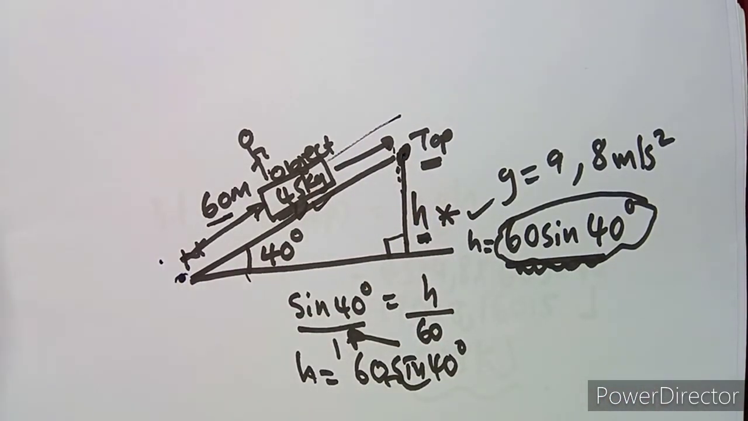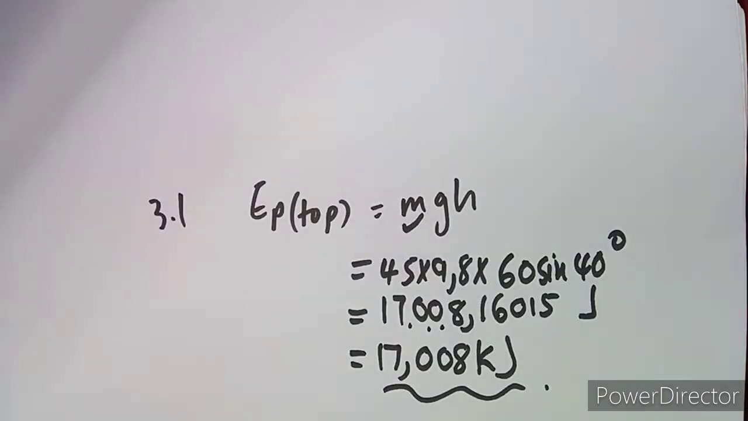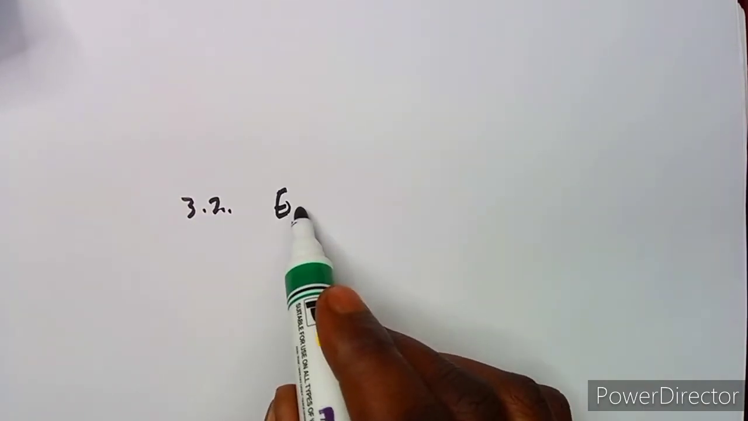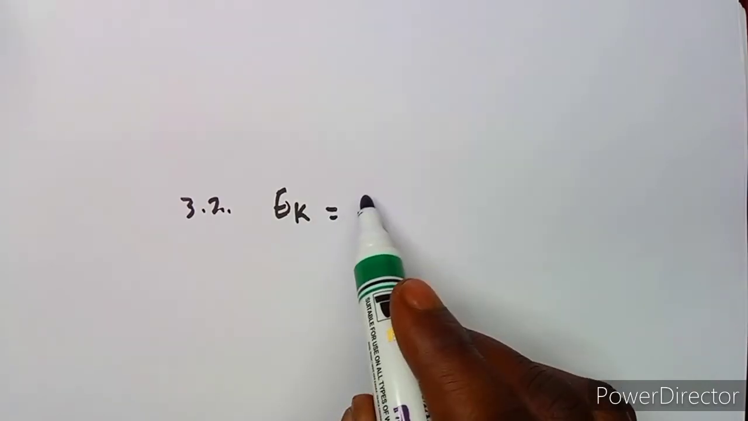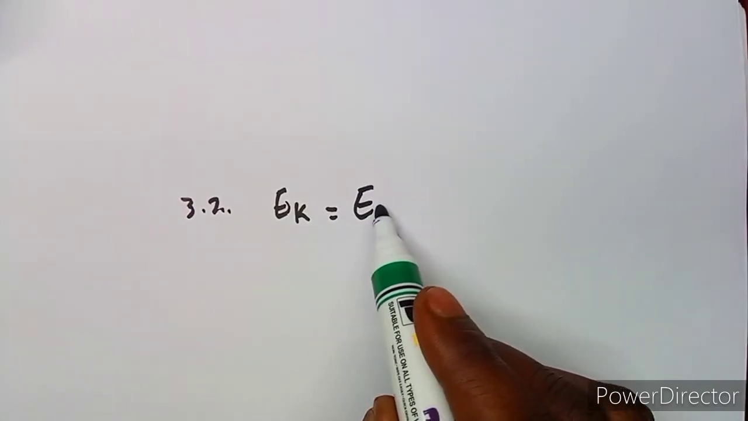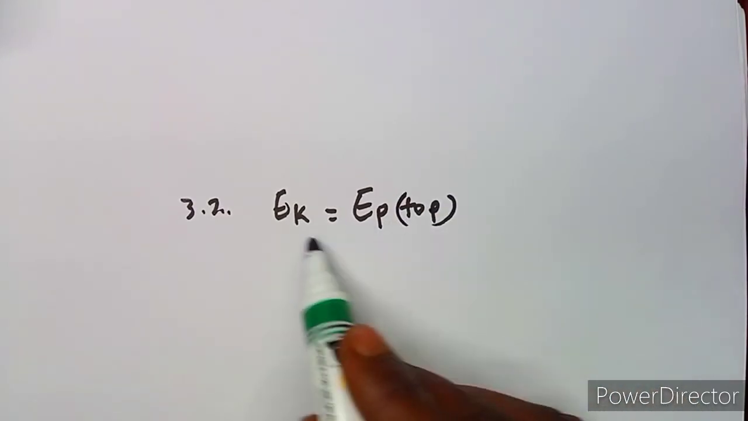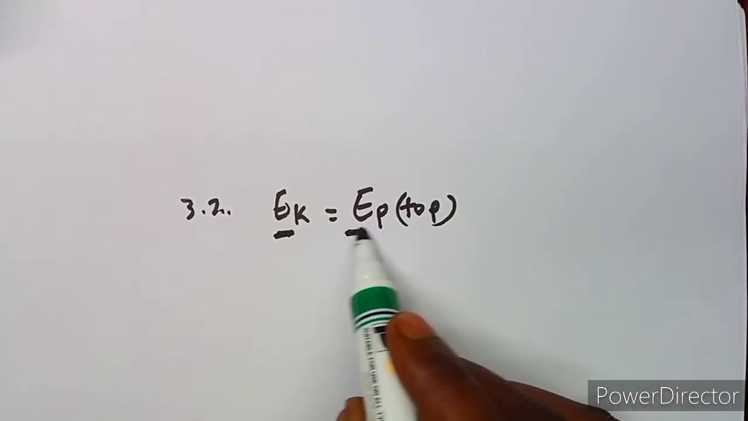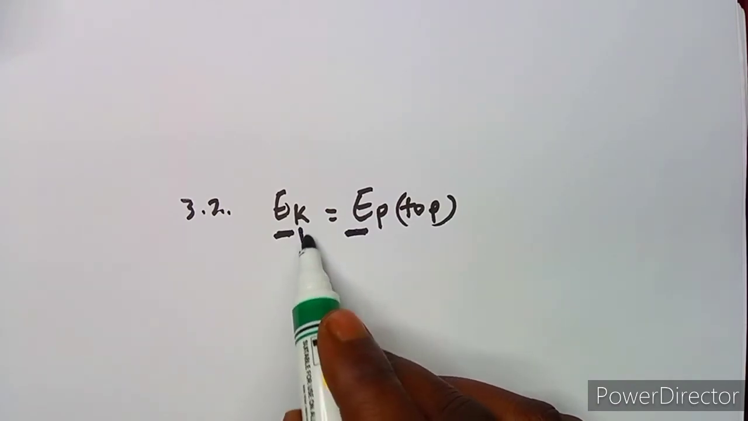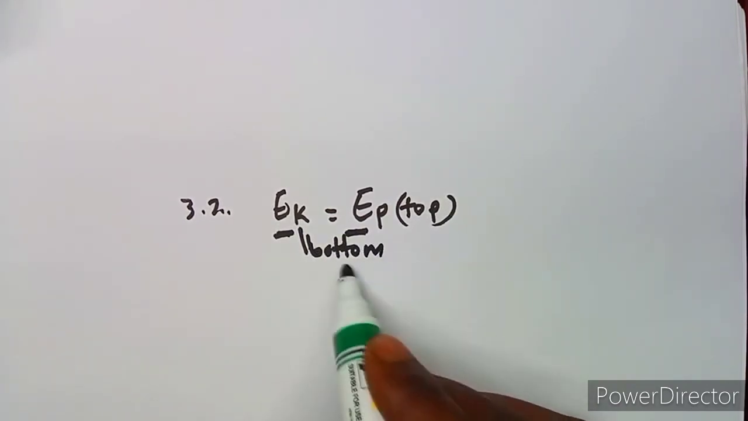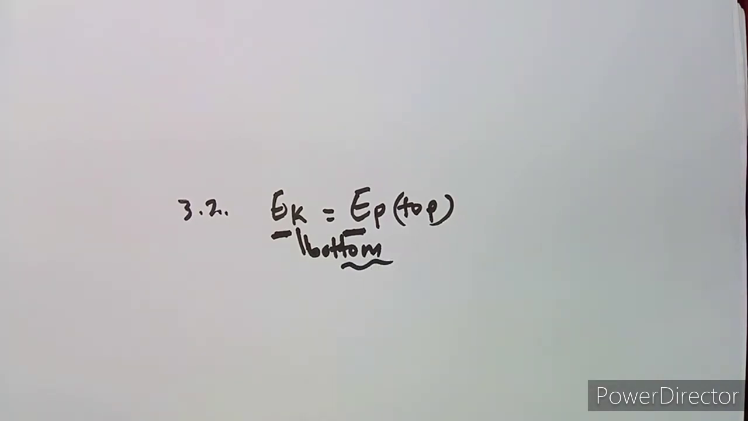What will be the velocity? Okay, so we know that the relationship between the potential energy and the kinetic energy is that the kinetic energy we shall have is equivalent to the potential energy that we have at the top. This is the kinetic energy that you're having at the bottom after the movement.